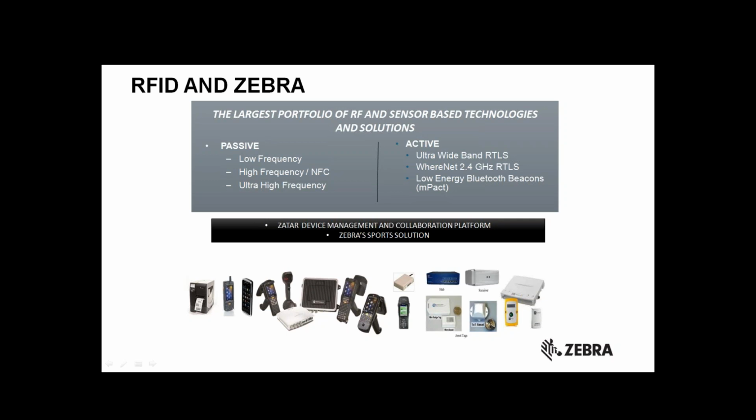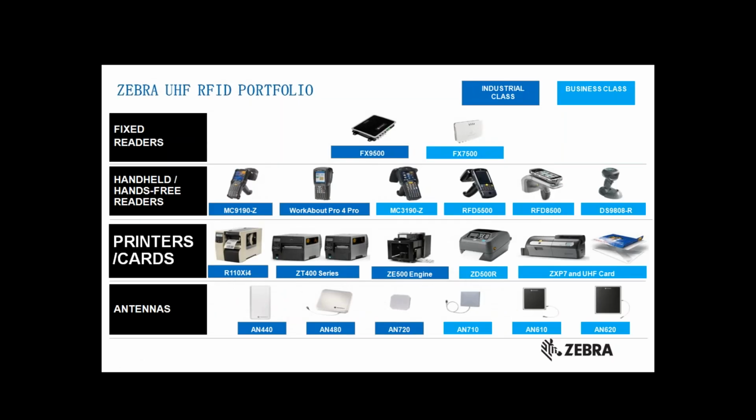So from Zebra's perspective, we have the largest portfolio for RF and sensor-based technologies, right? We have the passive tag solutions as well as the active solutions. We have our mobile computing side of things, where you can have a mobile computer enabled with RFID reading capabilities. We also have fixed readers. We also have the locationing side of things, which essentially enables real-time locationing of where a particular asset is and such.